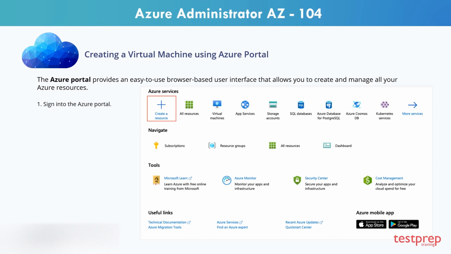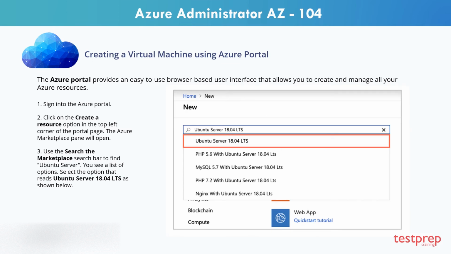To create a virtual machine using Azure Portal, you need to perform the following steps. 1. Sign into the Azure Portal. 2. Click on the Create a Resource option in the top left corner of the portal page. The Azure Marketplace pane will open. 3. Use the Search the Marketplace search bar to find Ubuntu server. You see a list of options. Select the option that reads Ubuntu Server 18.04 LTS as shown below.